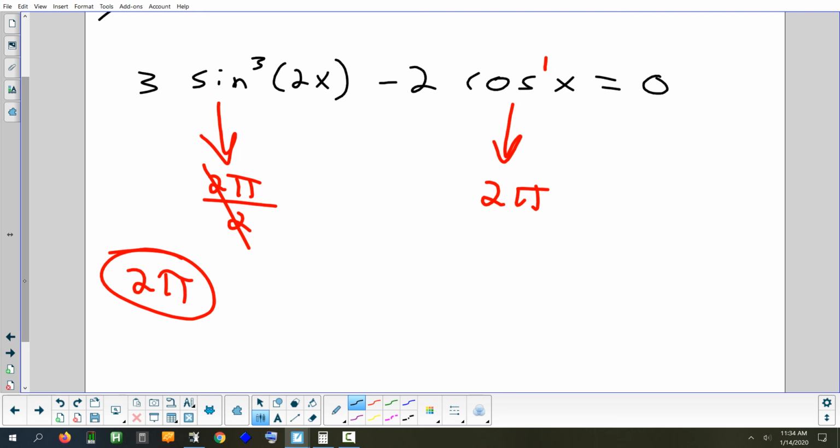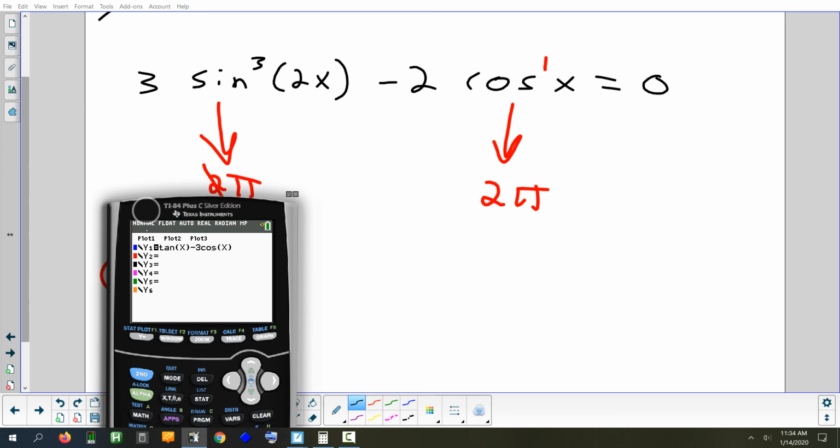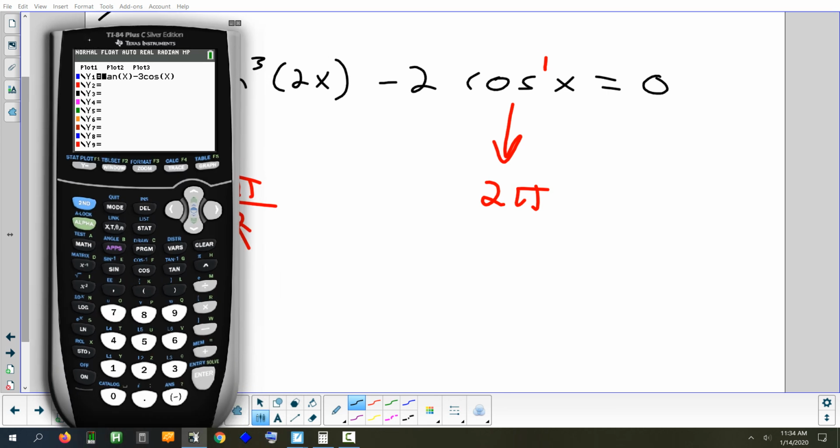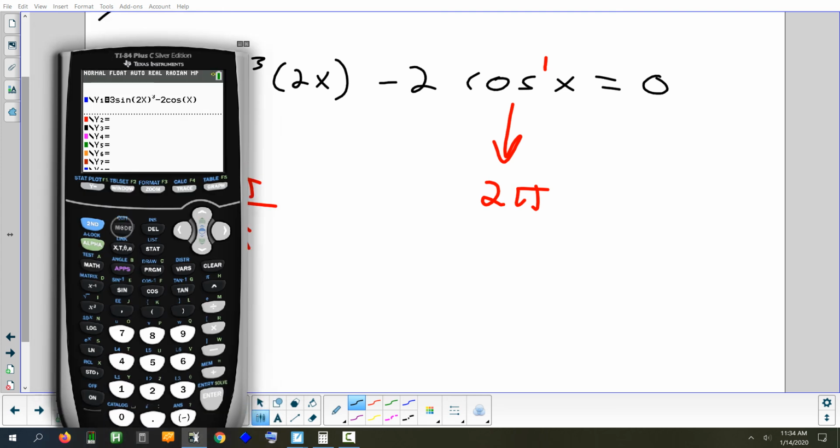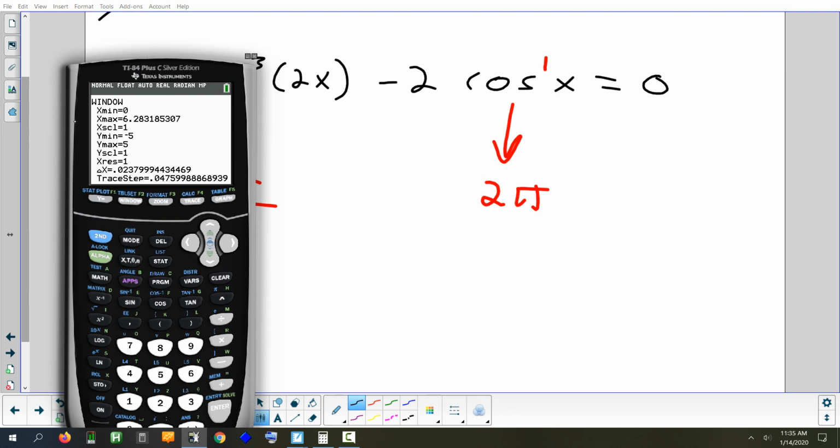All right, so let's graph that. 3 sine cubed 2x. 3 sine cubed, and I forgot the 2, 2x. Now put minus 2 cosine x. The window should be 1 cycle, which would be 0 to 2 pi, and I think I'm already on that. Yep. Negative 5 to 5. That should show us everything.